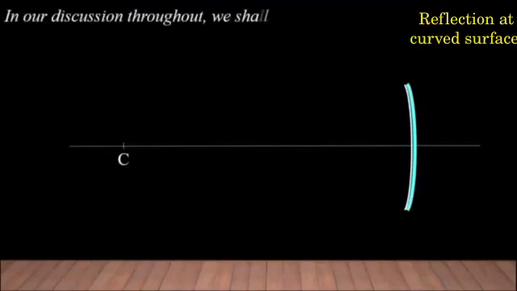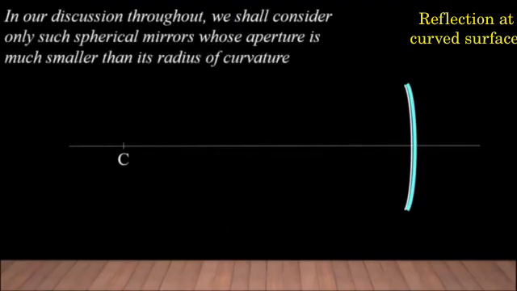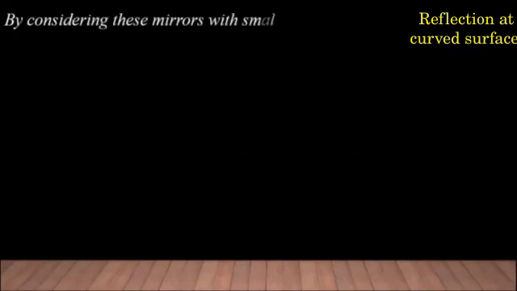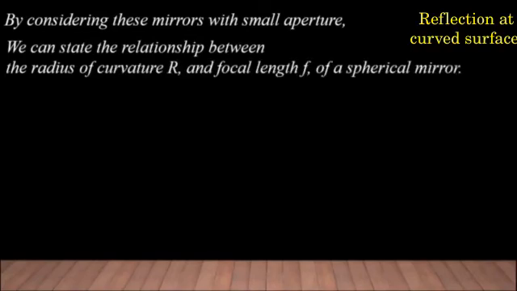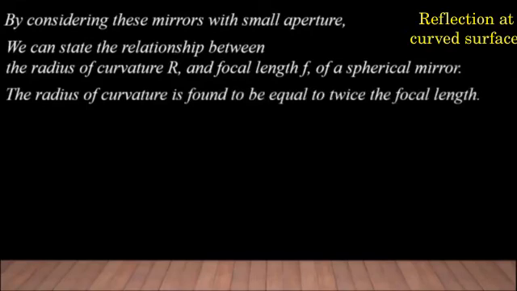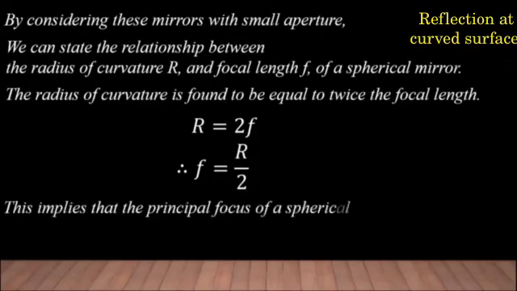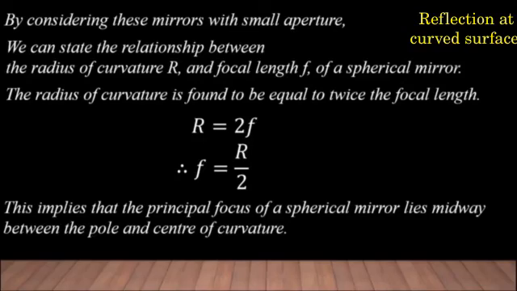All right. In our discussion throughout, we shall consider only such spherical mirrors whose aperture is much smaller than its radius of curvature. Here, MN is the aperture, and we will consider such mirrors whose aperture is smaller than the radius of curvature. All right? Okay. By considering these mirrors with small aperture, we can state the relationship between the radius of curvature R and the focal length f of the spherical mirror. So we know that the radius of curvature is equal to twice the focal length. All right? So R is equal to 2f. Therefore, f will be equal to R by 2. This implies that the principal focus of a spherical mirror lies midway between the pole and the center of curvature.